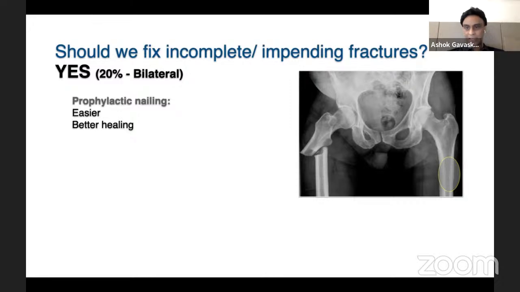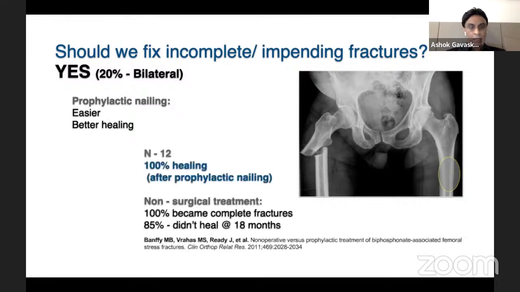Because one, it is much easier to do nailing in an atypical fracture before it is complete and displaced. And these fractures heal much better as well before they become complete. If you look at this study where they treated 12 fractures, in 6 they treated before the fracture completely occurred, that is, before it became complete, and they achieved 100% healing after prophylactic nailing.